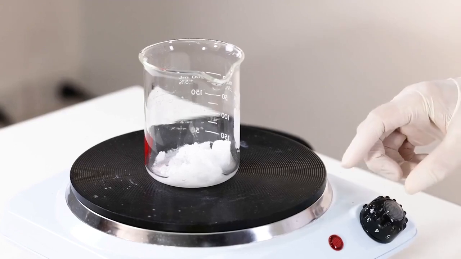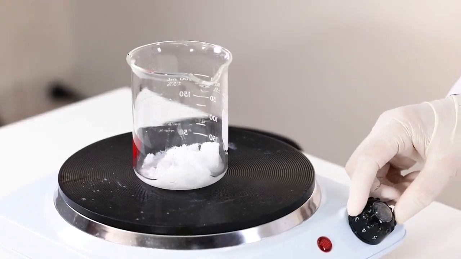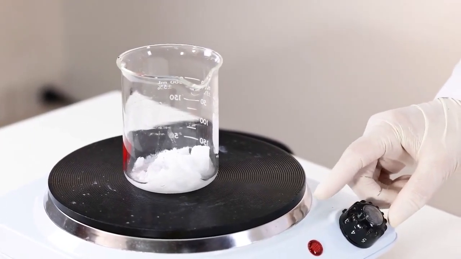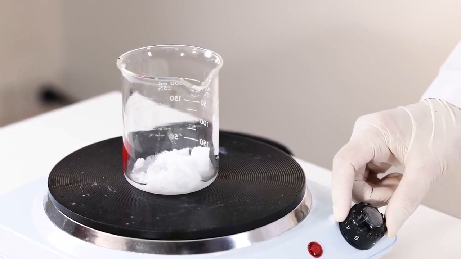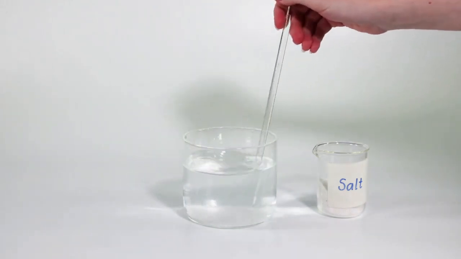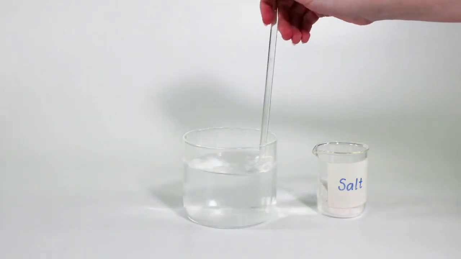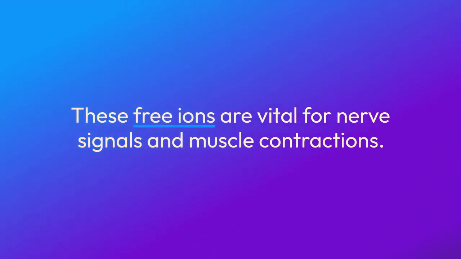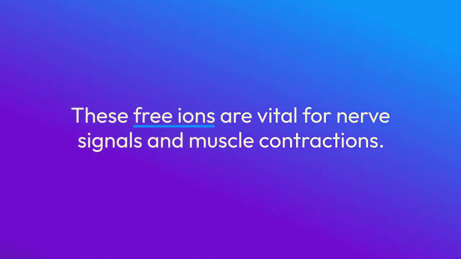First, it explains why salts dissolve. Table salt, or sodium chloride, is held together by a strong ionic bond between a positive sodium ion and a negative chloride ion. In water, that bond is weakened by a factor of 80, allowing the ions to easily separate and float freely. These free ions are vital for nerve signals and muscle contractions.